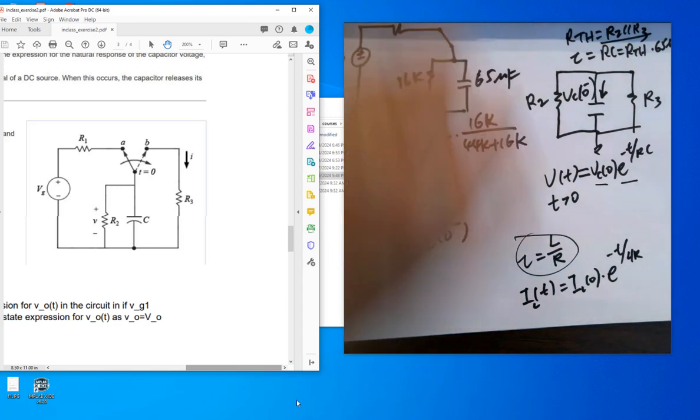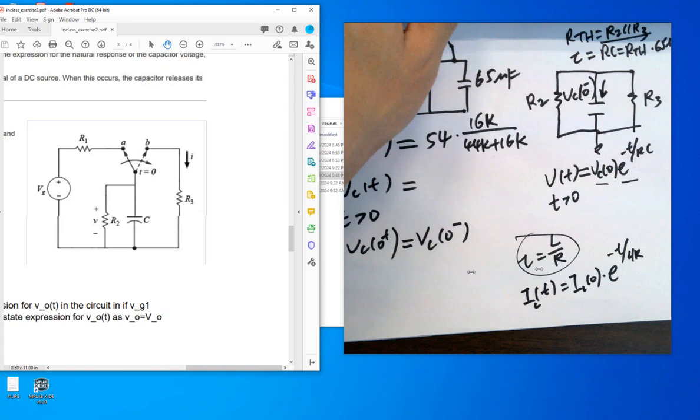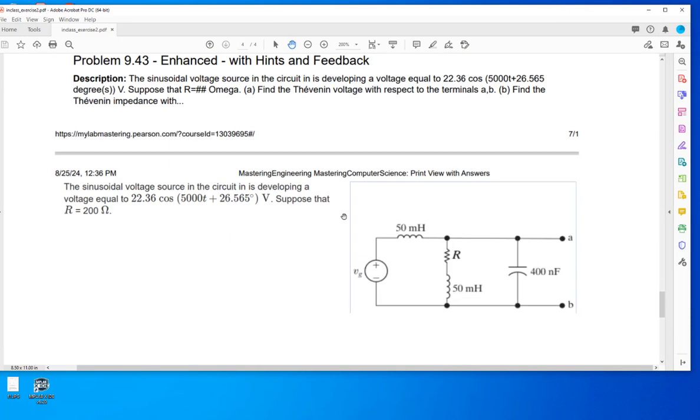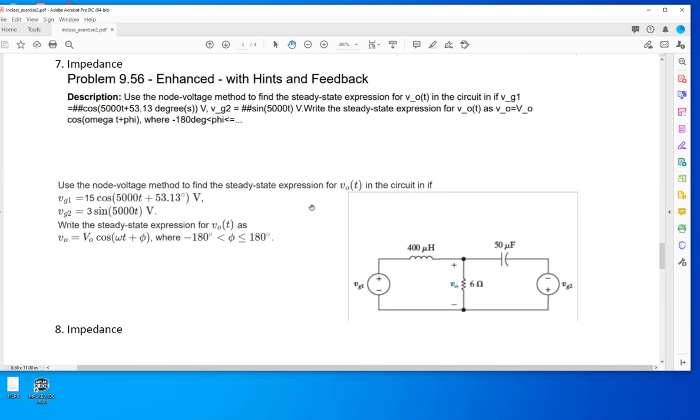Now let's look at an inductor problem. Oh, before doing the inductor problem, let's do this first.